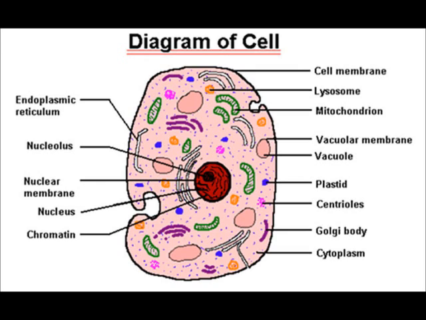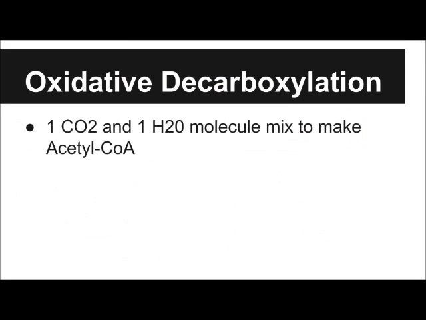At the end of glycolysis, the pyruvate goes to the mitochondria for oxidative decarboxylation. Oxidative decarboxylation is when one CO2 molecule and one H2O molecule are used to form acetyl CoA. The pyruvate molecule then goes on to the Krebs cycle to continue cellular respiration.